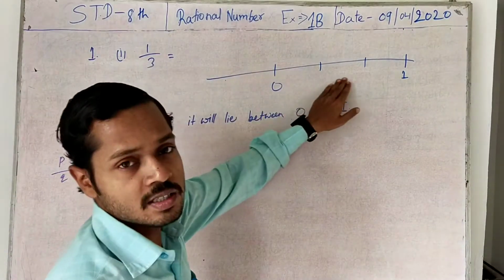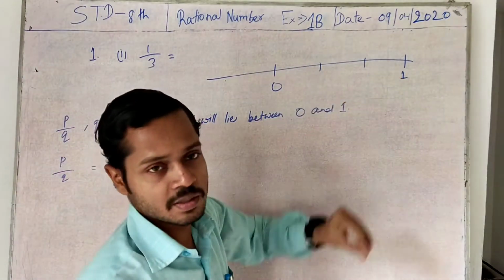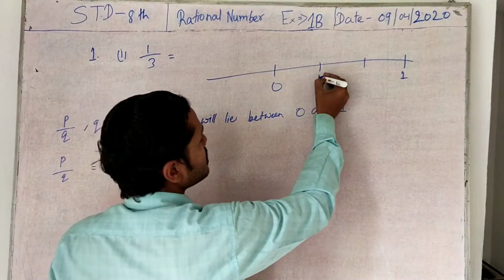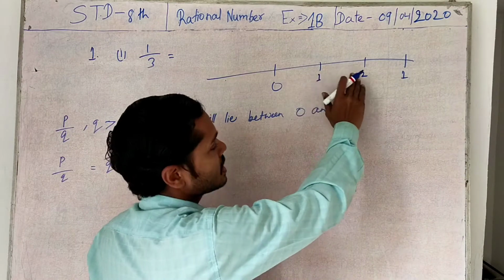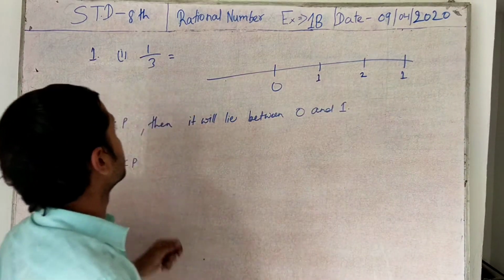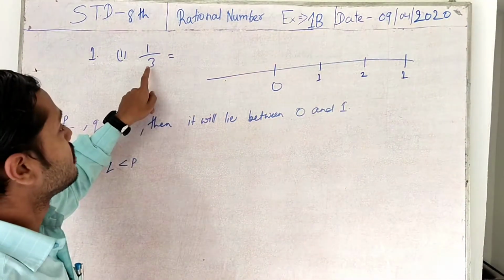Clear? So draw only 2 lines, and how many parts? 1 part, 2 parts, 3 parts. Now look at it. This is the first part, this is the second part, this is the third part. Now listen carefully.